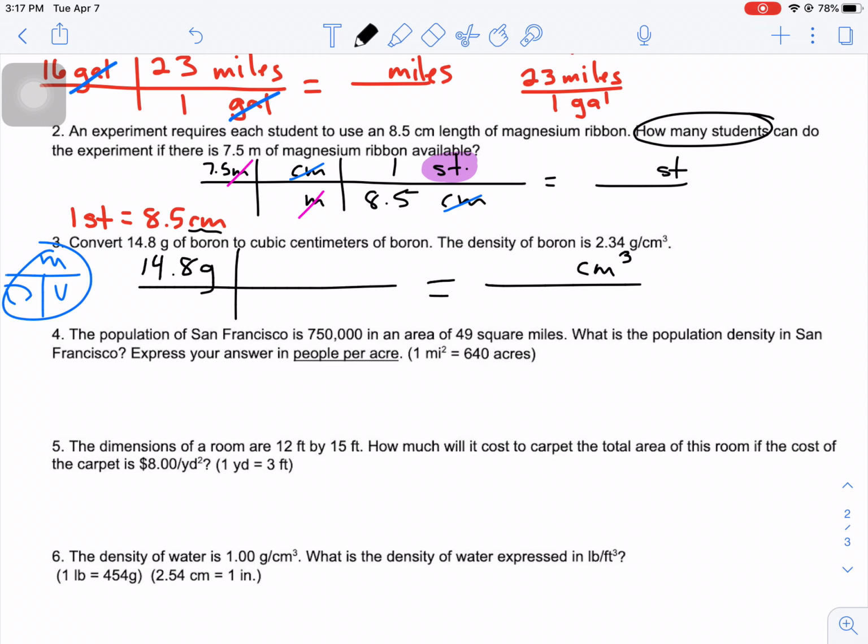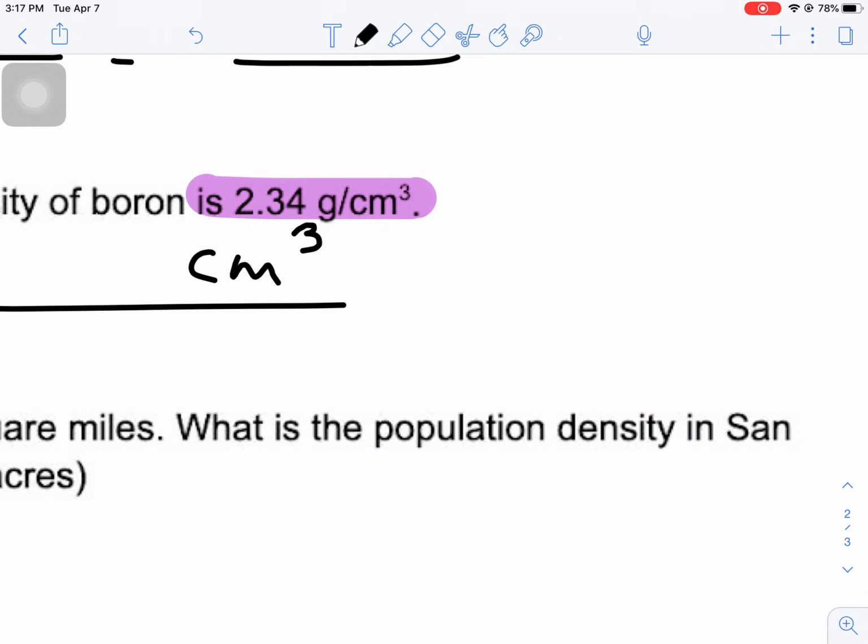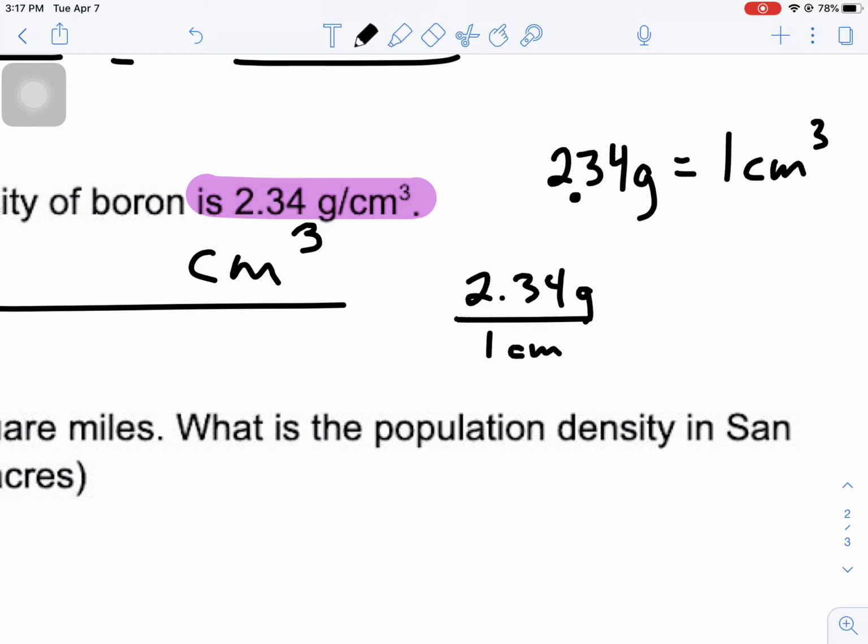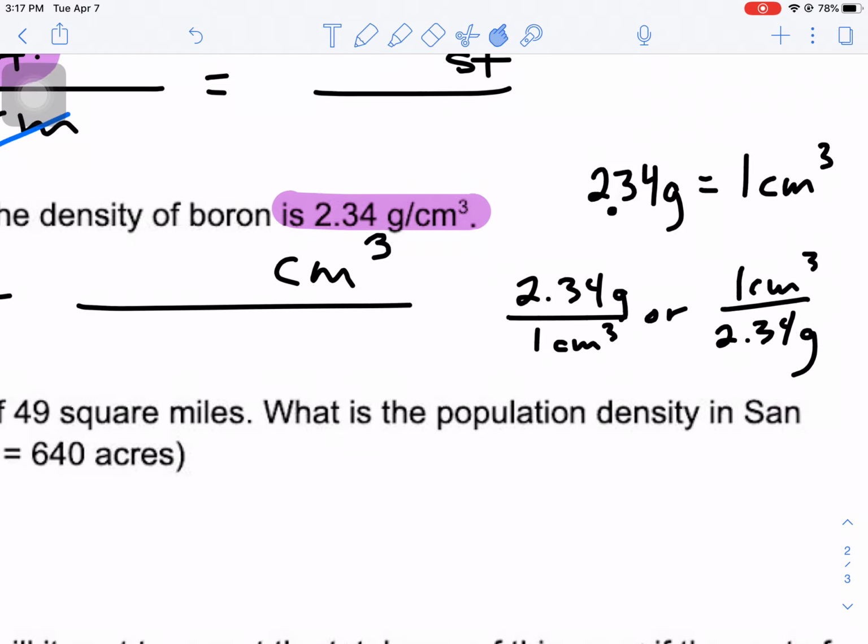So what we have now is we have the density. And let's focus on this a little bit more because this is actually going to be our conversion factor. Basically what this is saying is that 2.34 grams is equal to 1 centimeter cubed. And you can use that conversion factor a couple of different ways. You could say 2.34 grams over 1 centimeter cubed, or you could say 1 centimeter cubed over 2.34 grams. So guys, I'm going to leave that to you to fill in.